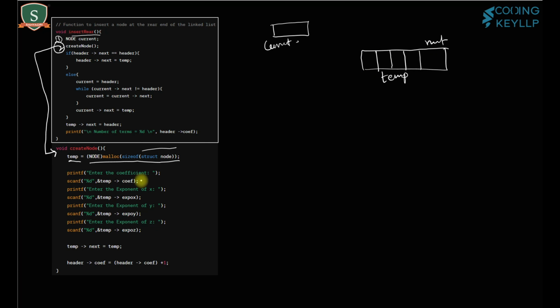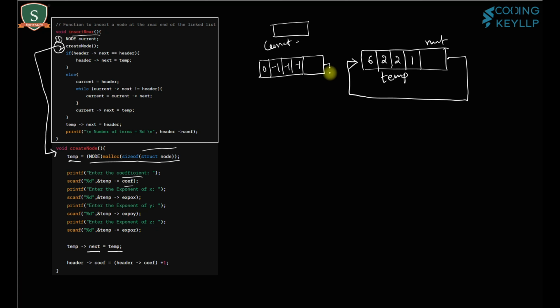Next, after that, the coefficient. If we give the values 6, 2, 2, 1, here temporary of next is equal to temporary. Something like this is created. And already you have called create header node, which means a header node is created with the value 0, -1, -1, -1, and its next is pointing to itself. Then header coefficient plus 1, so 0 + 1 is 1. That means we have created one node. Then it comes back to this line.